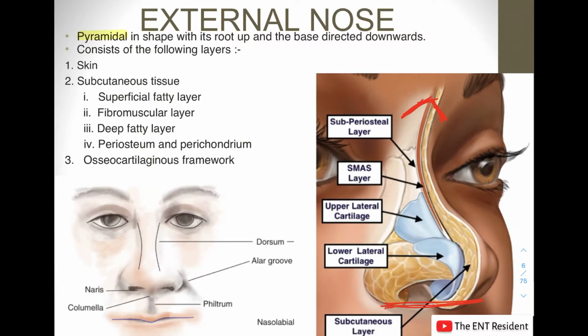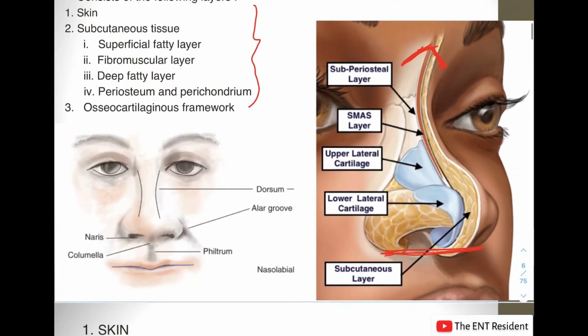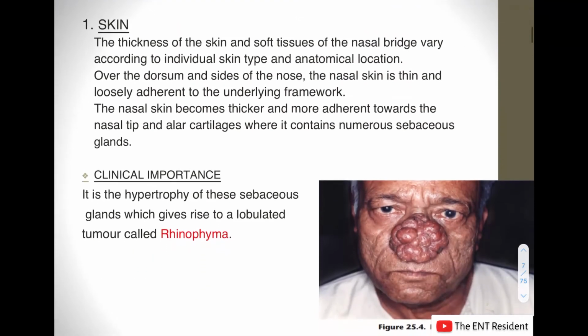Now, the layers of the external nose are the skin, the subcutaneous tissue, which in turn consists of four different layers, which are the superficial fatty layer, the fibromuscular layer, the deep fatty layer, and the periosteum and perichondrium layer. And the last layer is the osteocartilaginous framework. So, these are all the different layers of the external nose. We'll study all of these layers in detail and what is the clinical importance related to each one of them. So, the first layer is the skin layer.